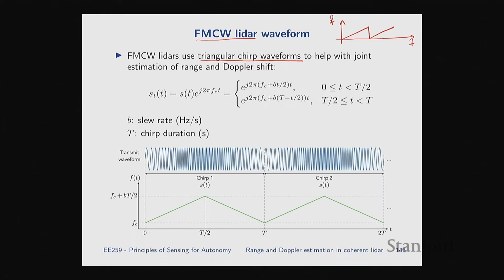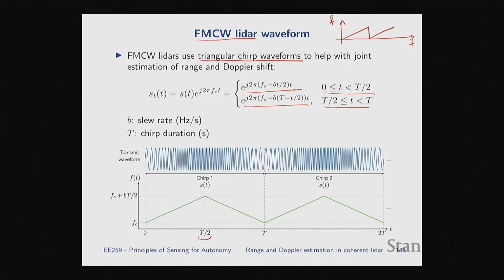Okay. Mathematically, you can write it like this. So your entire chirp duration, if it's T seconds, you break it into 2 halves. Within the first half period, you send this waveform, e to the j2π(fc + B/(2T)t)t. So that's just a linear up ramp in frequency. And then in the second half, within one chirp period, you ramp down your instantaneous frequency.